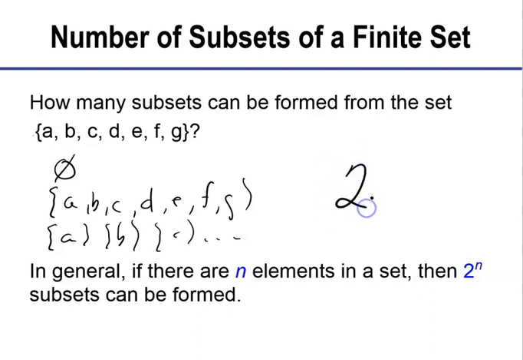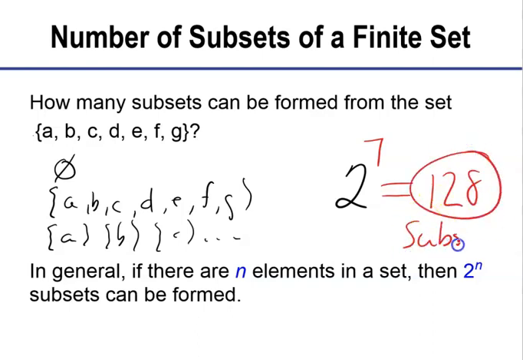How about 2 to the what power, y'all? Well, it's got 1, 2, 3, 4, 5, 6, 7 elements. So it's 2 to the 7th power. I don't have that memorized at the moment. So 2 to the 7th is equal to 128 subsets. Do you want to list all those? Nope. Nope, you don't.